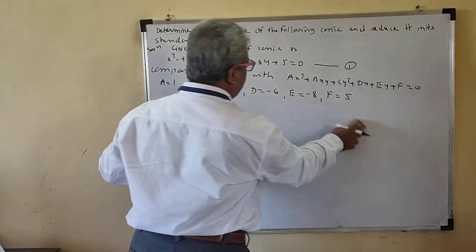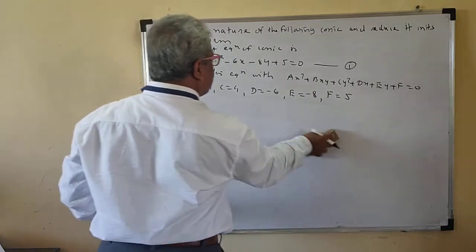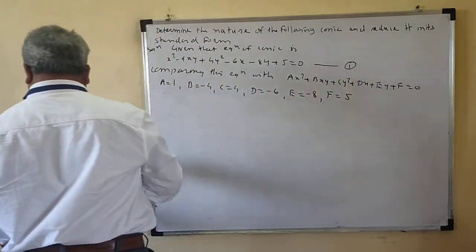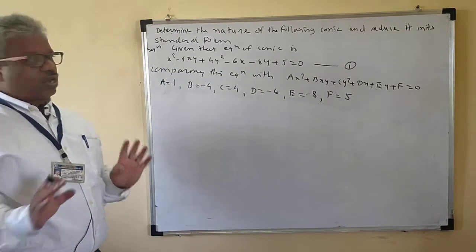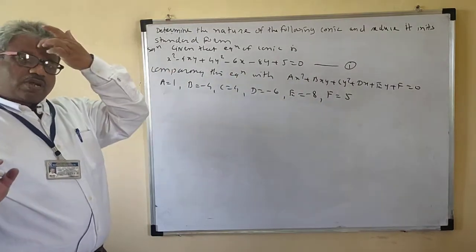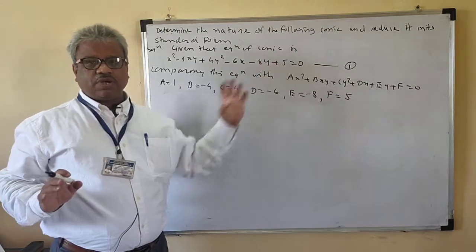So for that, what you have to do? You have to rotate the axis first. So first we will remove the product term, and then we will remove the first degree term.